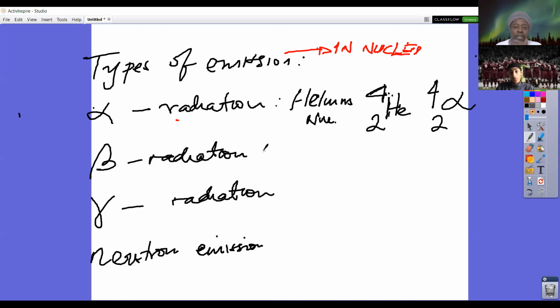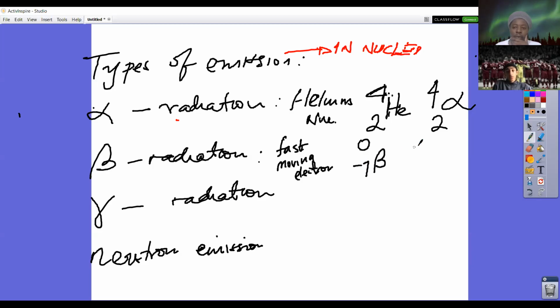What about beta radiation? What is it comprised of? What do you remember? Not to worry. It's just a fast-moving electron. And it's given the symbol 0, minus 1, beta, or 0, minus 1 with the electron symbol. So the first two we've looked at are particles. Gamma radiation, on the other hand, is just electromagnetic waves. So this is not a particle.